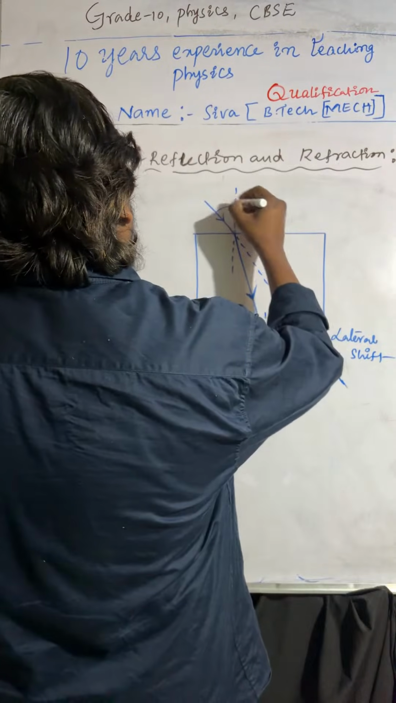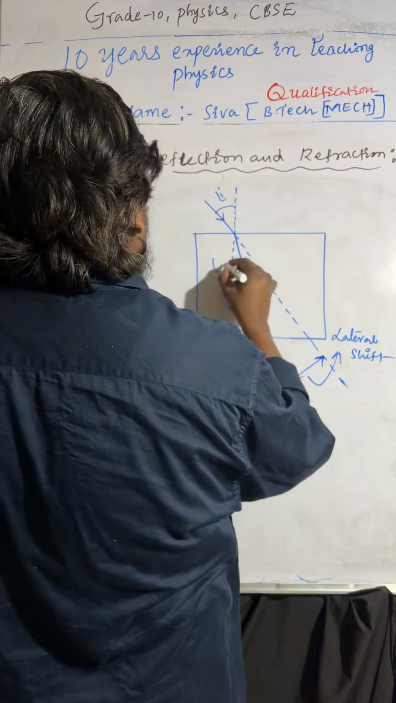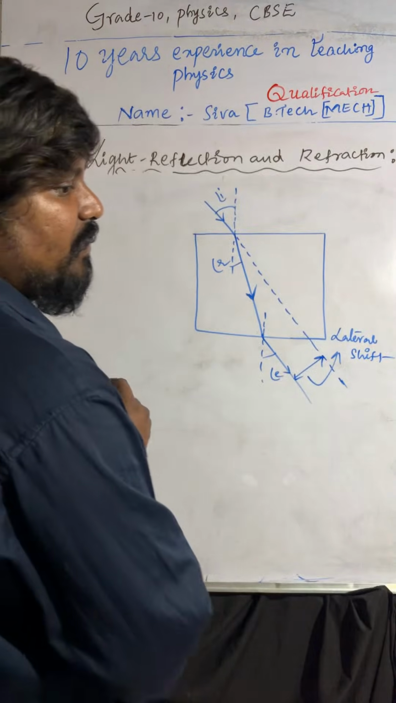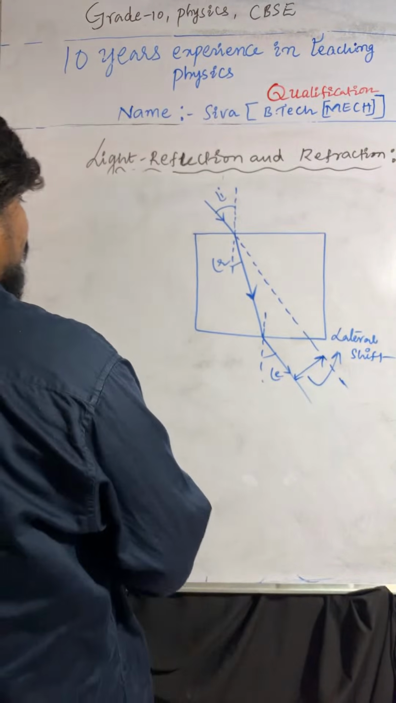The angle between the incident ray and the normal line is called the angle of incidence, and similarly the angle of refraction and the angle of emergence. Understood or not? I hope it is very clear.